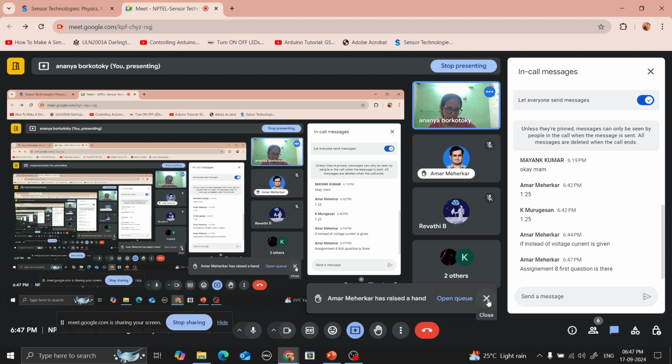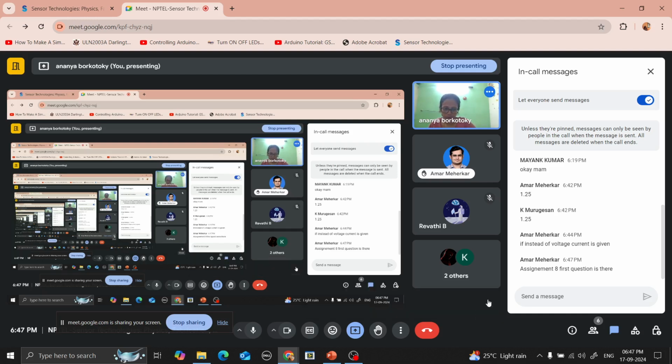Assignment 8. First question is there. Okay, so in assignment 8 current is given. So this is the way to solve. I have not checked the assignment. I should not give you the assignment questions in the problem solving session. But you asked me how to solve it when current is given instead of voltage, so I have shown you the way to solve it. Okay.